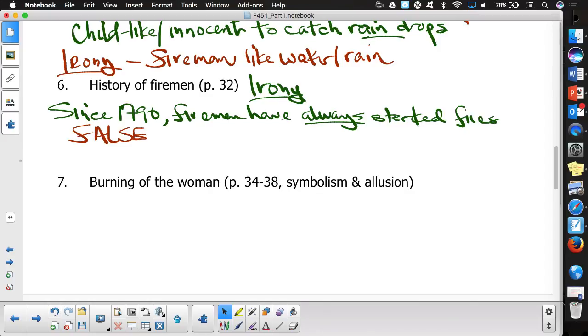What were the rules that we have on page 32?